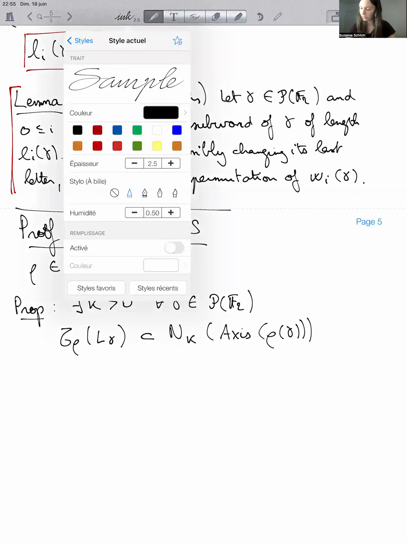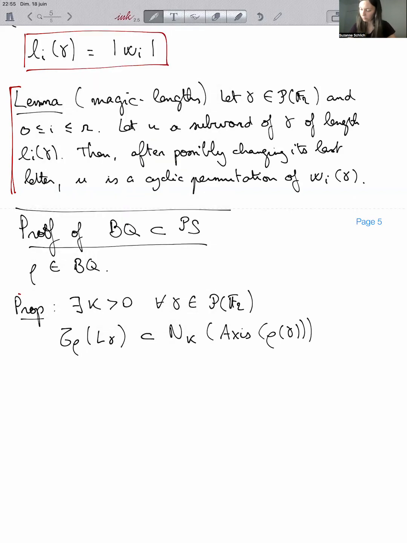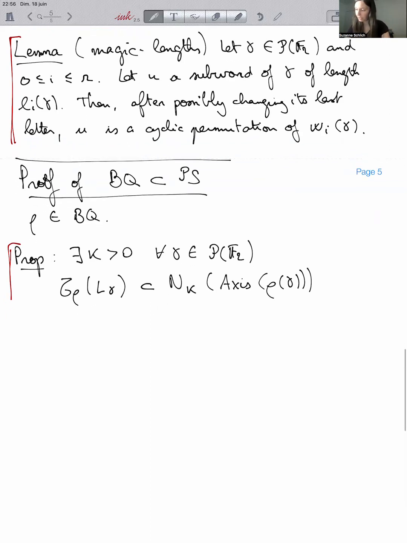Okay, so maybe we'll draw a picture. Whenever we have a primitive element, it is sent to a hyperbolic isometry. So a hyperbolic isometry has an axis. So here is the axis of rho of gamma.